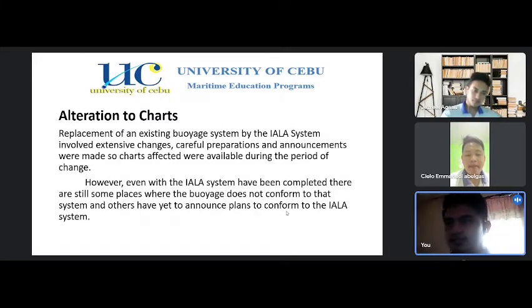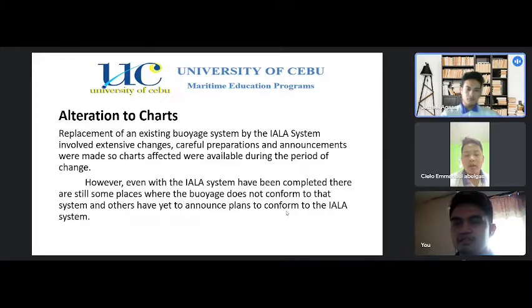In the alteration to charts, the replacement of an existing voyage system by the Ayala system involved extensive changes, and careful preparations and announcements were made so that affected charts were available during the period of change. Before the Ayala system was put into place, there was already a system for each country. Now, changing the system of each country to conform to the Ayala system gives the world one singular system, to further the safety of voyages.